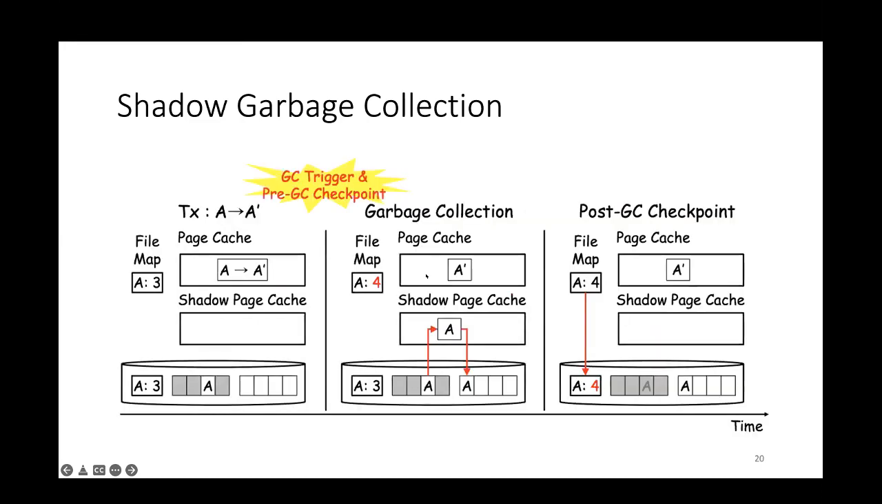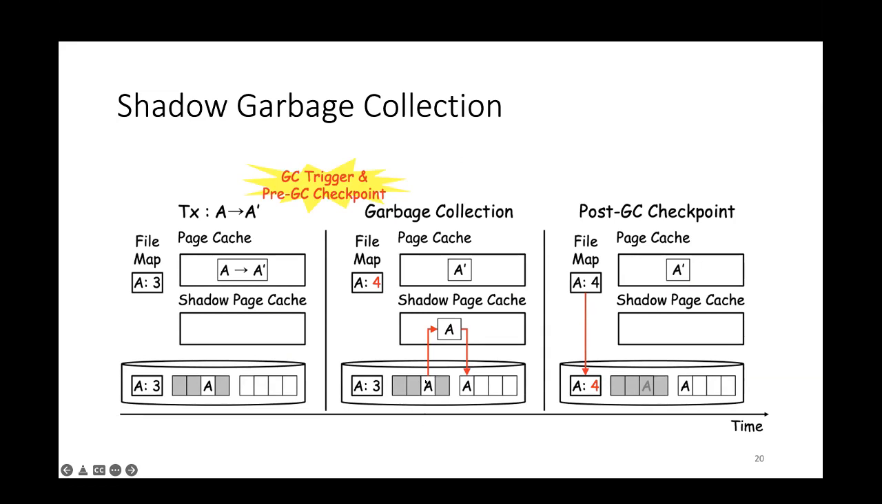So just as a more detailed example, on the left here, we have the transaction, again, just updating A to A prime. We have the page cache, this shadow page cache, and the file map. And the top is memory and the bottom is just the disk. So when garbage collection starts, we choose this first segment as the victim.